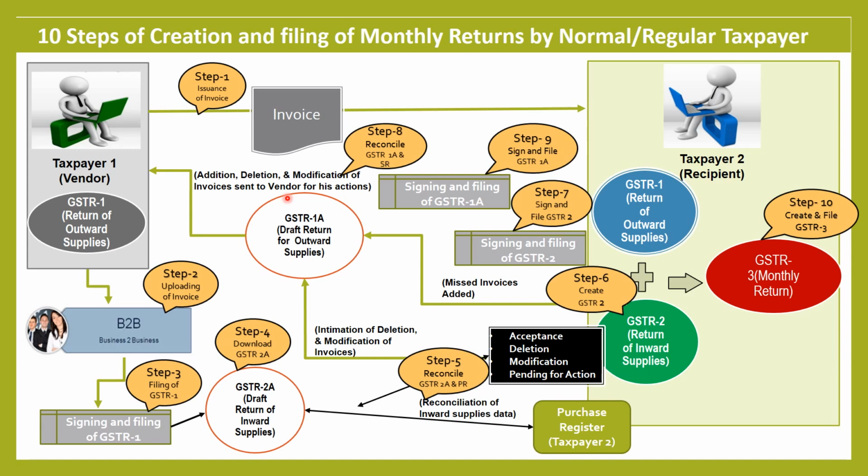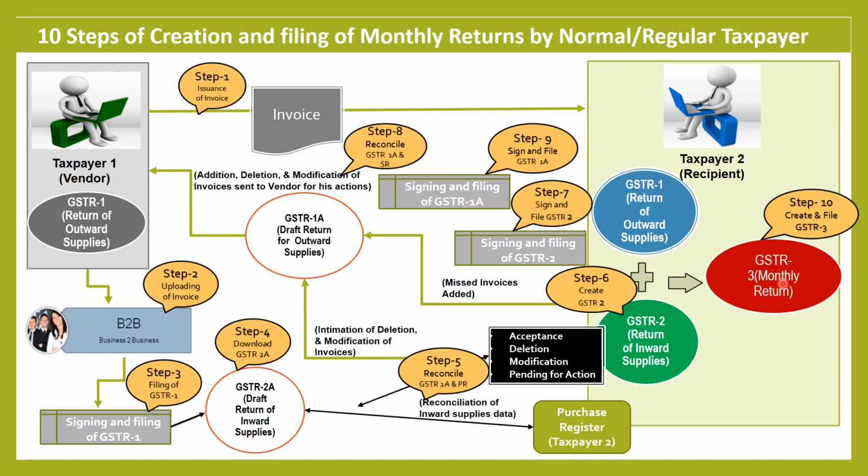So friends, all these three requirements of GSTR 1 filing, 2 filing and 3 filing are mentioned under the GST or the model GST law sections 32, 33 and 34. 32 talks about the creation and filing of GSTR 1, 33 talks about the creation and filing of GSTR 2, and 34 talks about the creation and filing of the monthly return, that is GSTR 3.